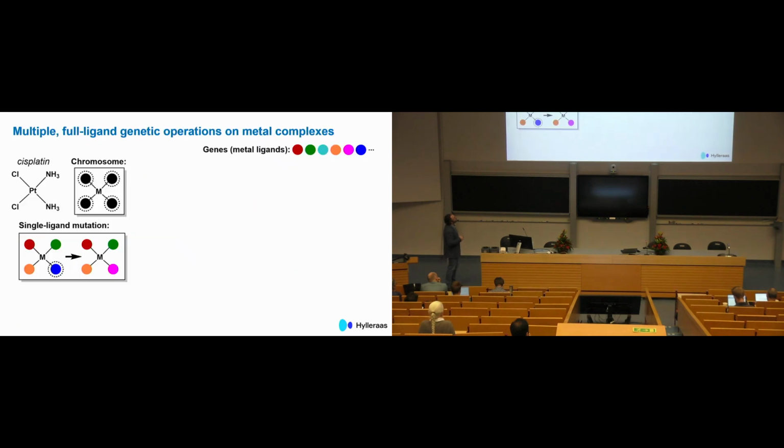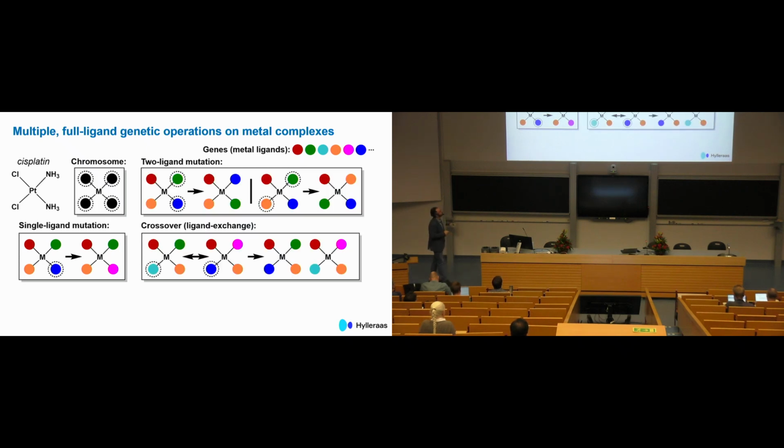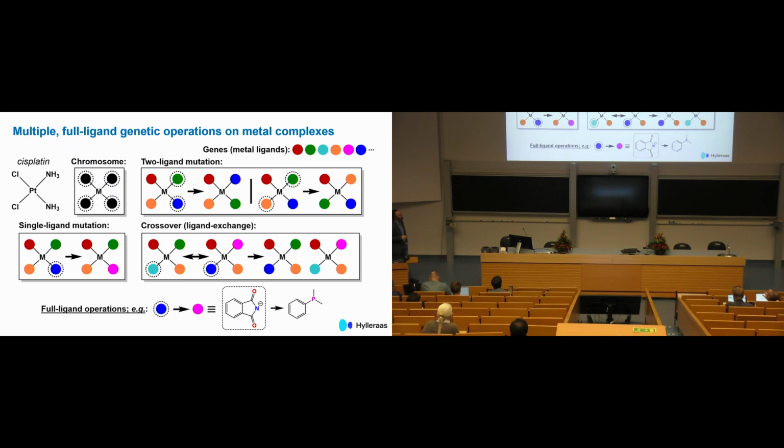But before doing any of this, of course, you have to define some genetic operations to operate in this space. So you can think of these square planar complexes as this chromosome, where each of these dots is a ligand. And then you can define single ligand mutation operations like this. You can also do two ligand mutations where you swap ligands, either in cis or trans, or crossover operations like this one, in which two metal complexes exchange ligands between them. All of these are full ligand operations that look like this, for example.